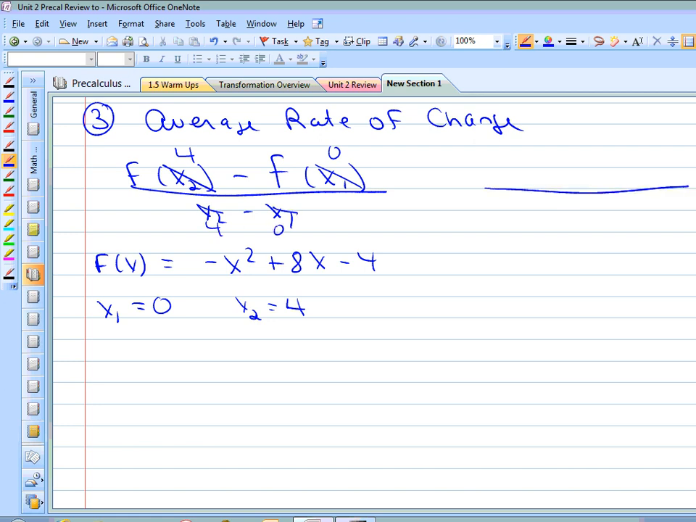All right, I'm going to do the easy part first. 4 minus 0 on the bottom is 4. I know that. Now, I'm going to go through and figure out what f of 4 is.